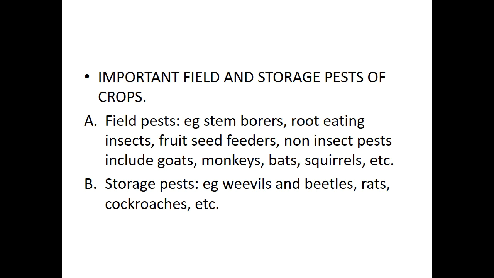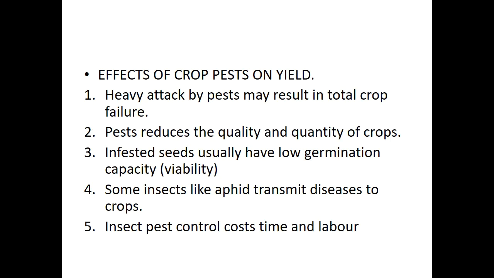Let's look at the field and storage pests of our crops. We have the field pests, those pests that attack our crops on the field. Examples are the stem borers, the root-eating insects, and fruit and seed feeders. Non-insect pests include the goat, the monkeys, the bat, squirrels, and the rest of them. These are non-insect pests, but they attack our crops on the field. Now let's look at the storage pests, the ones that attack our crops in the store. We have the weevils and beetles, rats, cockroaches, and the rest.